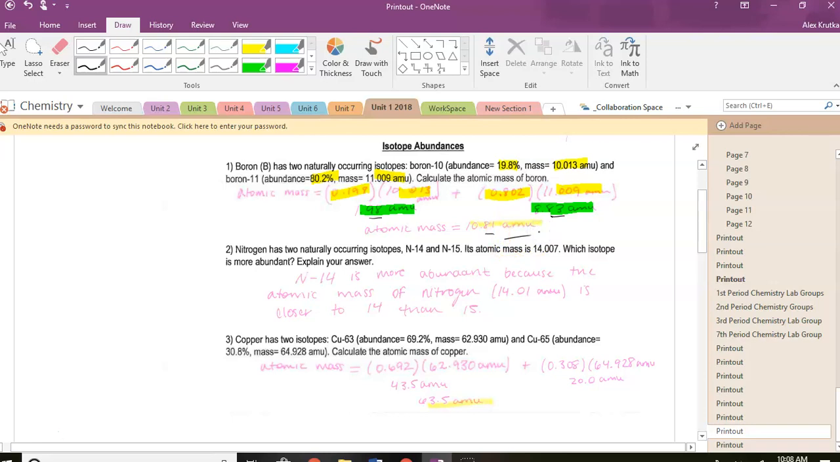Anytime I ask you which isotope is more abundant, it's always the one that's closer to the atomic mass. So in this case, 14 is much closer to 14.007 than 15. So 14 was the answer.